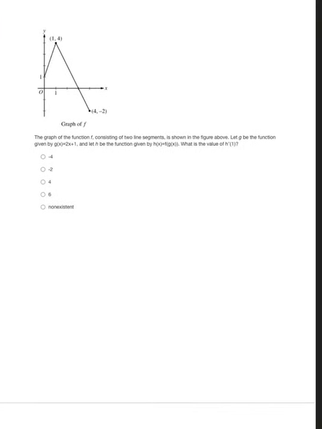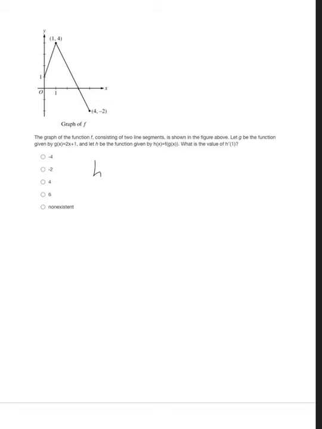Okay, so here they give us this function h of x, and we want the derivative of it. And the key is that they tell us that h of x equals f of g of x, and we want h prime of 1. So I'm just going to sort of ignore this graph for a second and just say, okay, here's h. How do I find its derivative? Well, h is a composition, which means I need chain rule.